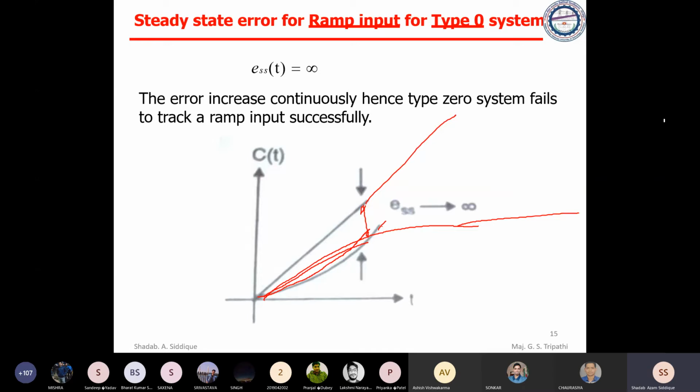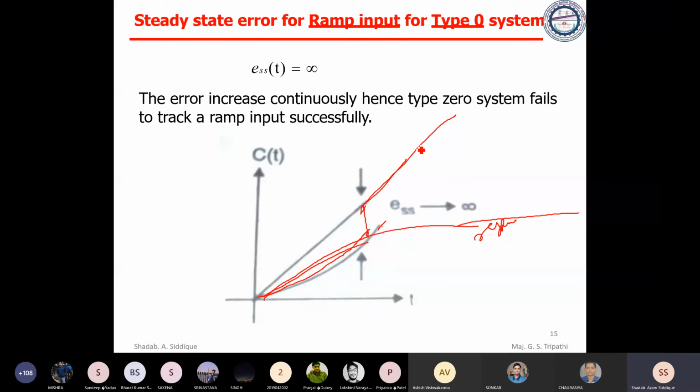It is not tracking. This is the response of the system, and it is not tracking this ramp value. If it were tracking, the error would be reduced at infinity. But at settling time, or at steady state with t tending to infinity, the error is getting infinite, because it is not tracking the ramp value. I hope it is clear.